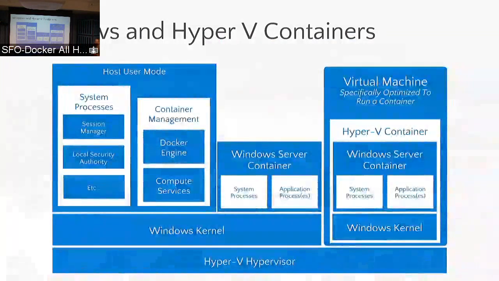This shows this in slightly more detail. This shows a Windows Server container. You can see it's running on a Windows kernel that's shared with other processes on the host system. And then over here, there's a Hyper-V container, which runs on top of a hypervisor with its own little Windows kernel, and then the container process is running inside of there. And you can mix and match, and you can have as many of each as you want on any given system.